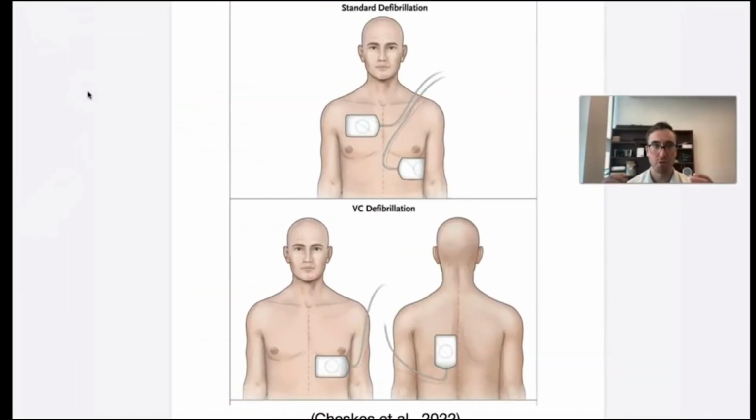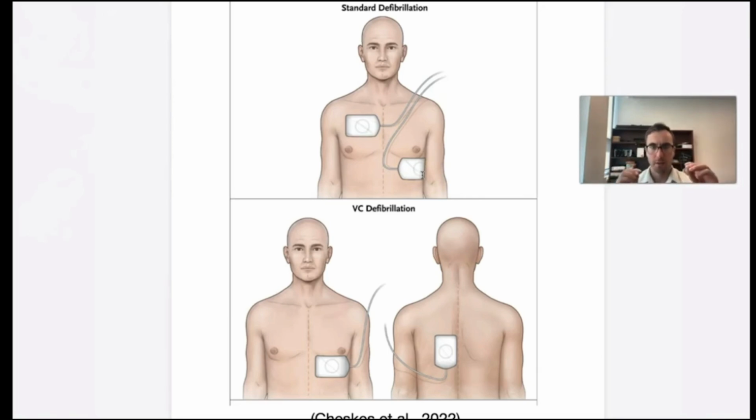This picture is directly from the New England Journal of Medicine article written by Dr. Cheskes, who's one of the physicians at Sunnybrook Base Hospital and did the DOSE VF study, assessing the difference between standard defibrillation, dual sequential, and vector change. As we can see, with standard defibrillation we have our current pad placement, and it's paramount to have the lateral pad quite lateral to hit that appropriate portion of our myocardium.